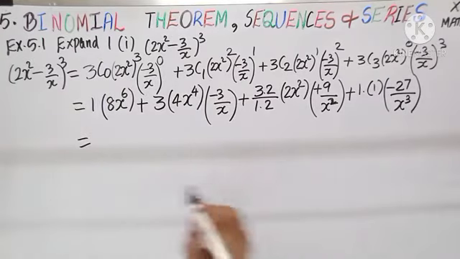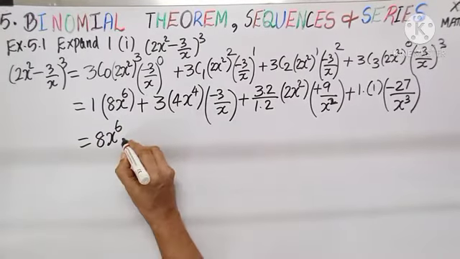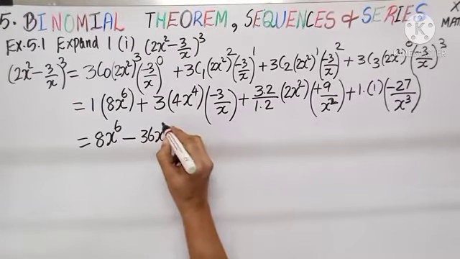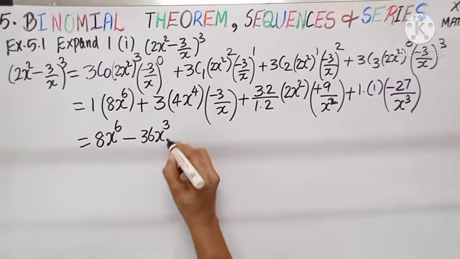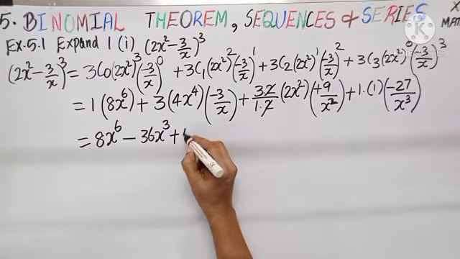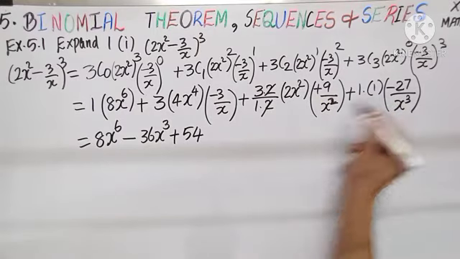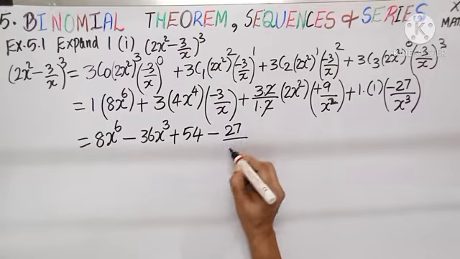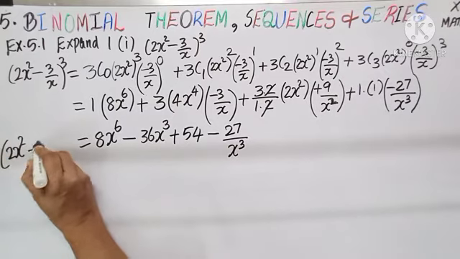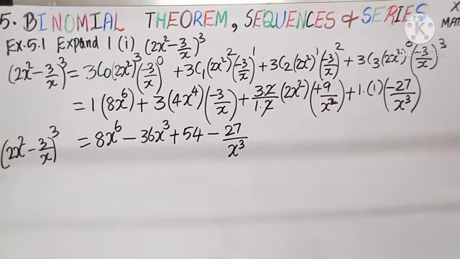Just multiply and write the answer. So we are left with 8x power 6 minus 9 fours are 36 x power 4 by x, it is x cube, plus 2, 2 cancels, 3 twos are 6, 9s are 54, x square cancels. Plus into minus is minus 27 by x cube. So we have found out the expansion of (2x square minus 3 by x) whole cube.